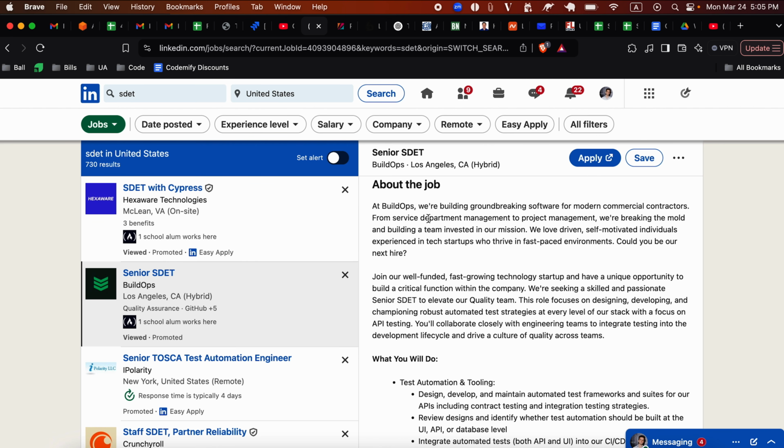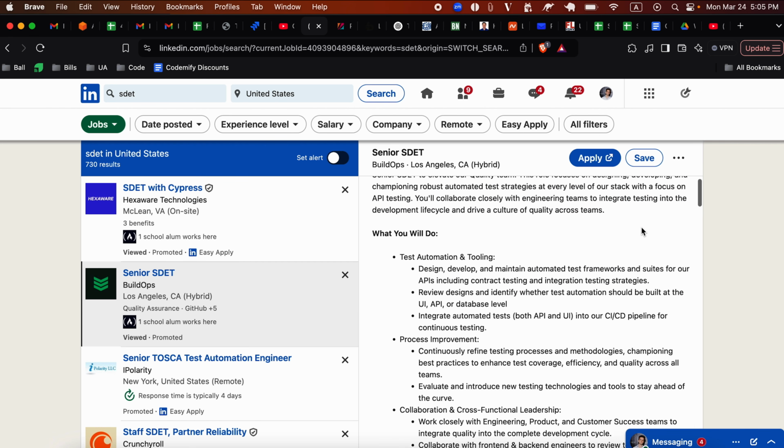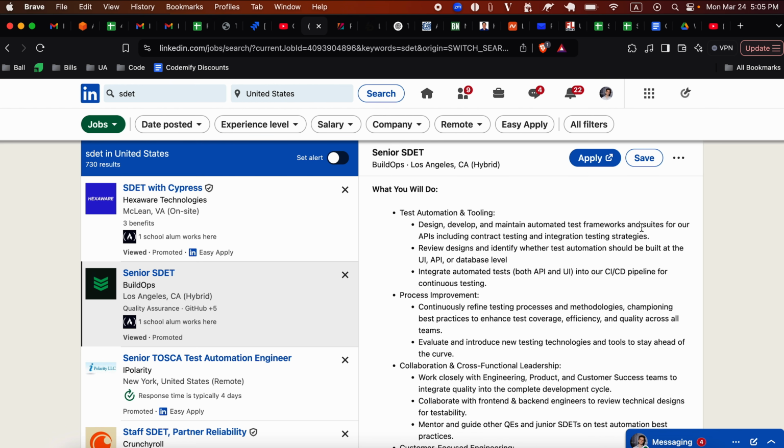So about the job, I'm going to skip this part. In most cases, it's going to be fluff that you have to read in order to find out more information about a team or a company, but usually it's not as important. What you will do, these are the very important pieces of the puzzle. So it is a hybrid position in Los Angeles, where I am right now, at the company called BuildUps, and it's a senior SDET position.